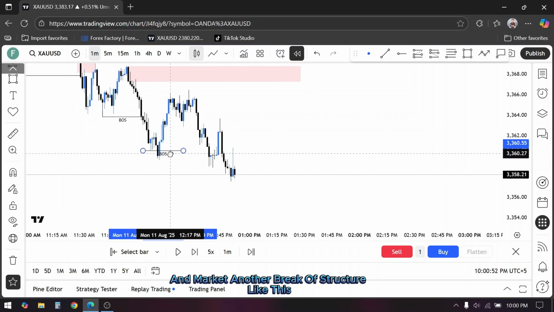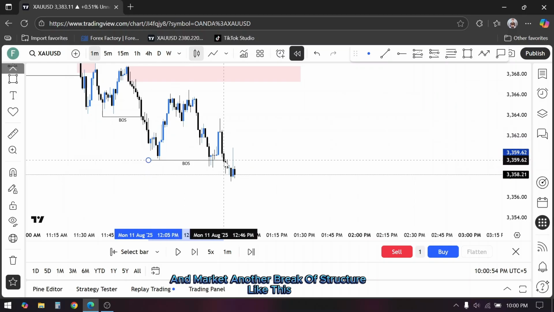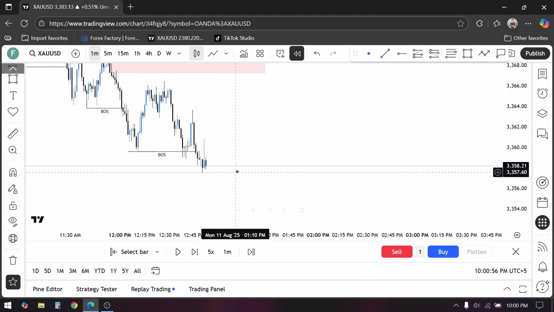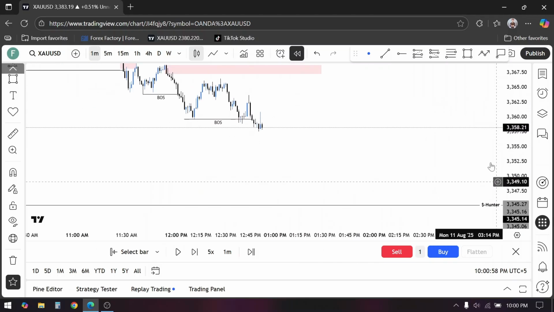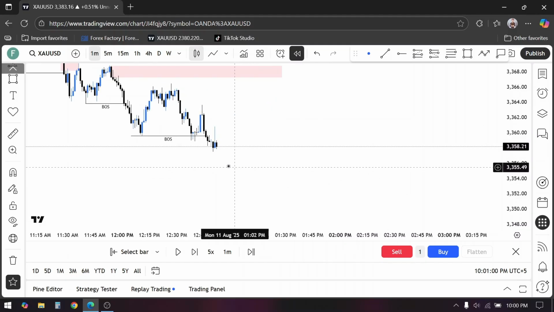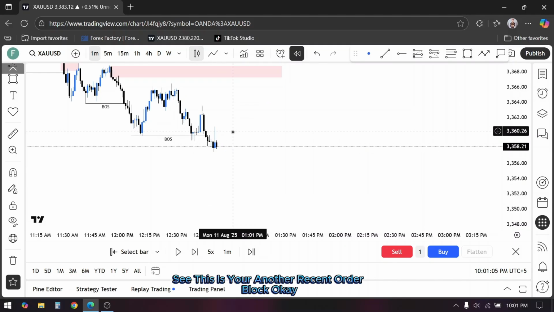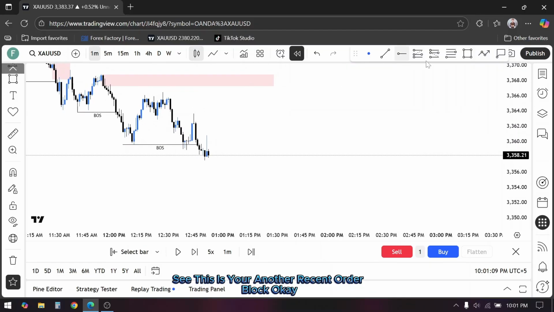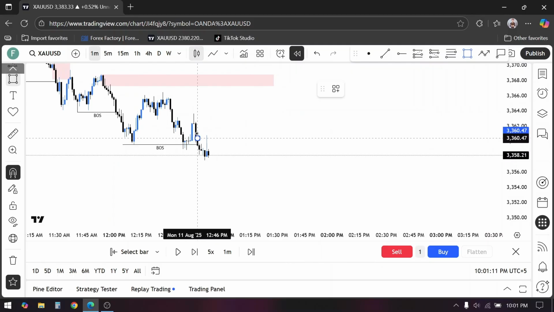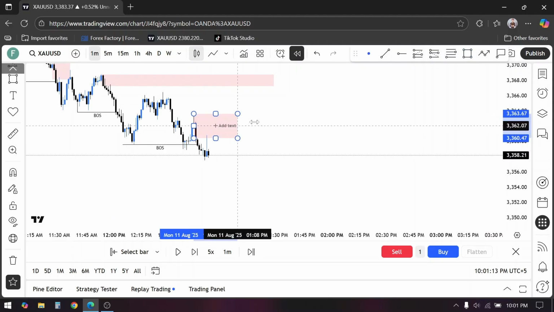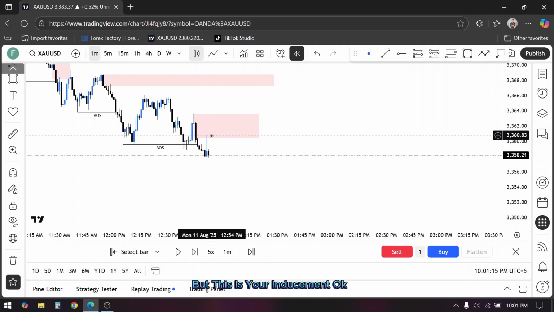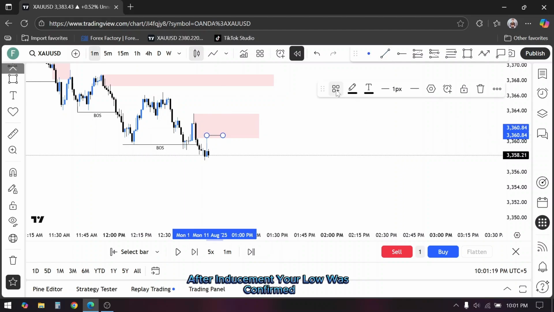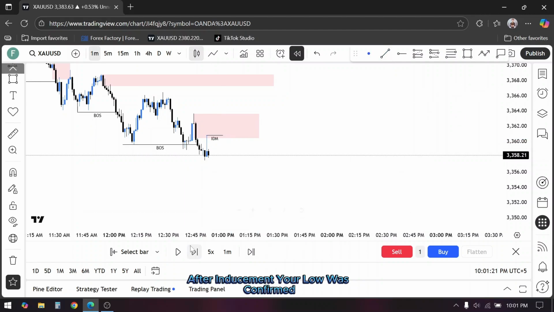And mark it another break of structure like this. See, this is your another recent order block. Okay, this one, or this is your inducement. Okay, after inducement your low was confirmed.